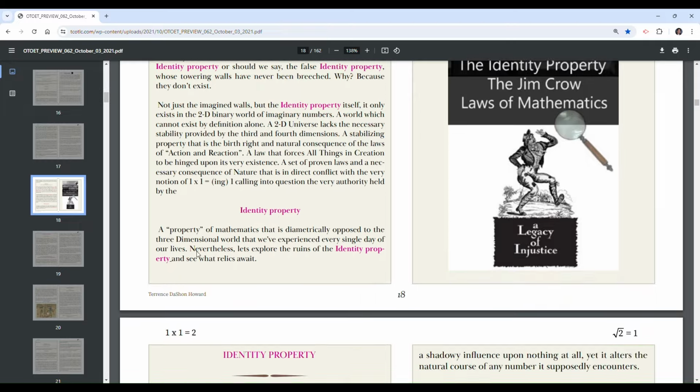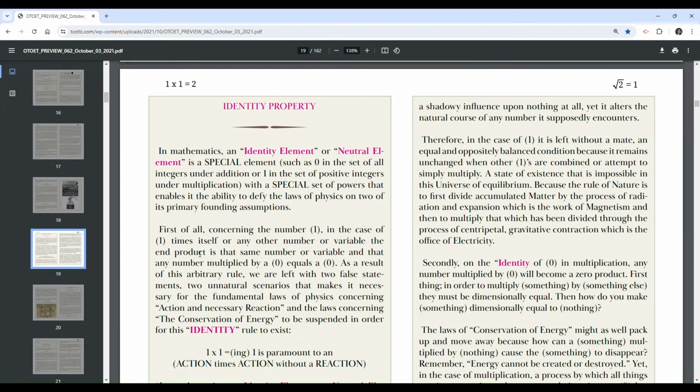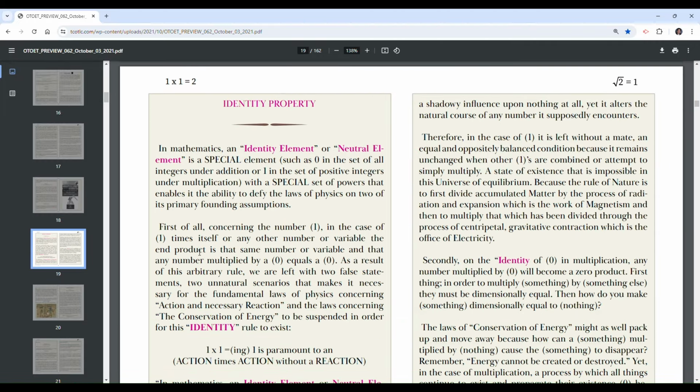So Terrence Howard, not only are you an idiot, but you are really being offensive to a lot of people in many ways.